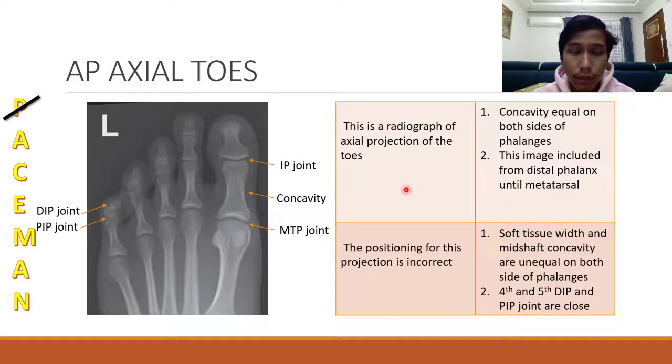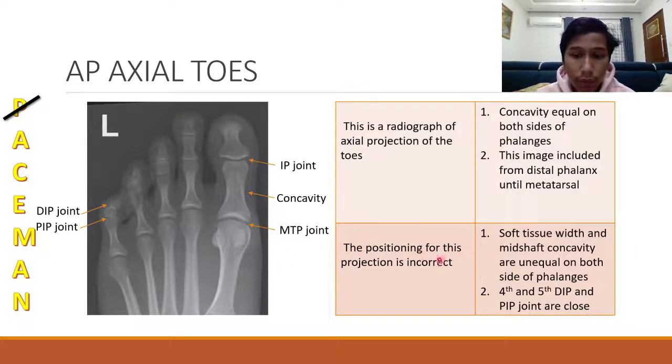The axial toes. This is a radiograph of the axial projection of the toes because we can see the concavity equal on both sides of the phalanx, and this image includes from the distal phalanx until the metatarsal. So this concavity is equal and it includes from the distal until the metatarsal.